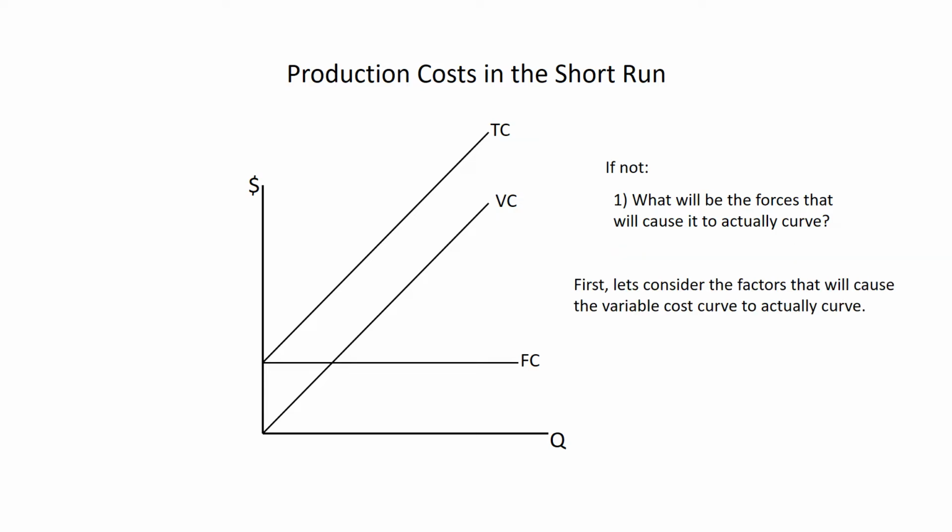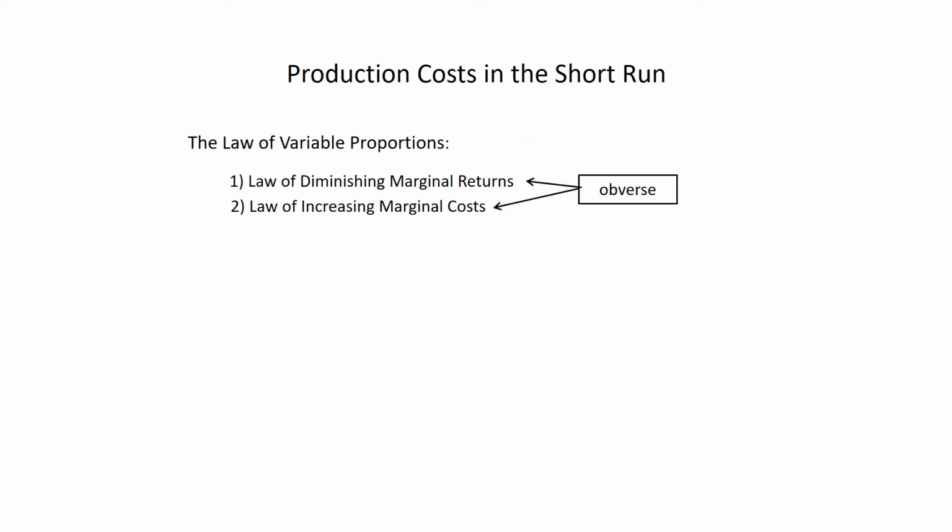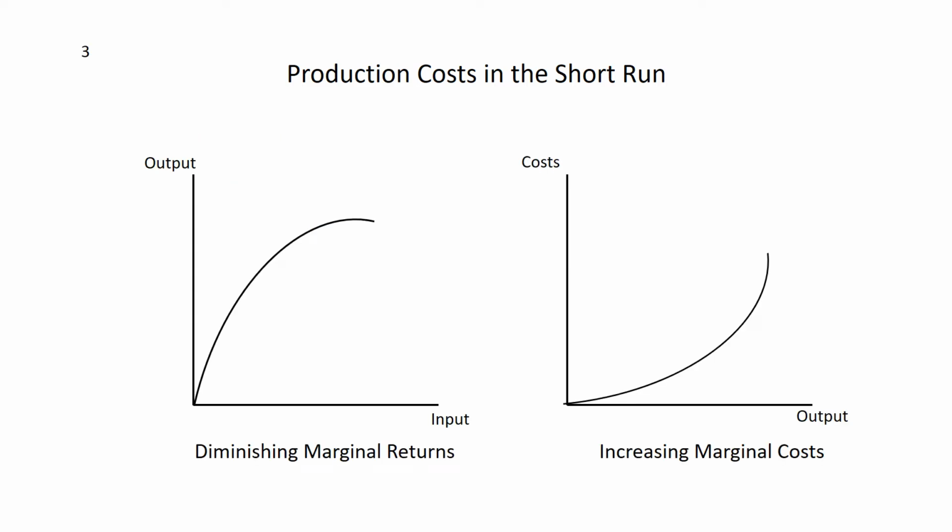First, let's consider what will cause the variable cost function to actually be curved. In reality, there'd be too many to mention, but they'd all fall under the category of the law of variable proportions. The law of variable proportions, you will recall, consists of two phenomena which are the obverse of one another: the law of diminishing marginal returns and the law of increasing marginal costs. These two graphs illustrate both concepts.